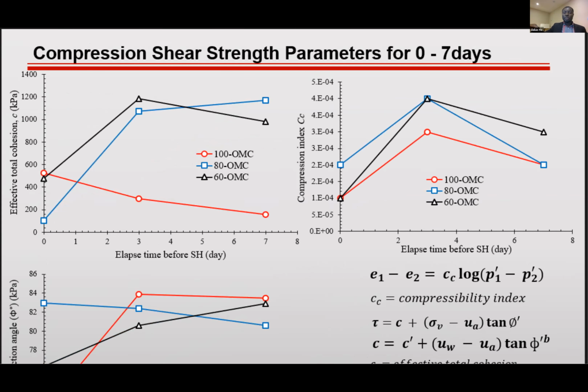So I estimated those parameters, like I mentioned, which is the cohesion and the friction angle. What we observe is that for the optimum moisture content, cohesion consistently decreased over the 3 and 7 days, whilst the sequential hydration samples' cohesion increases. In terms of friction angle, 80% seems to show a slight decrease, and the 100%, or the optimum moisture content, seems to show an increase in friction angle. Volume change, it seems the highest volume change is observed on the 3rd day before sequential hydration.